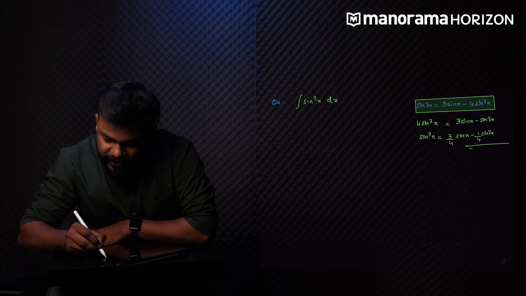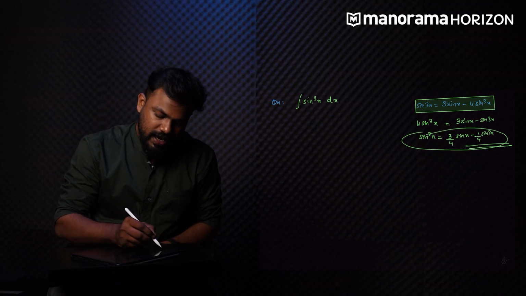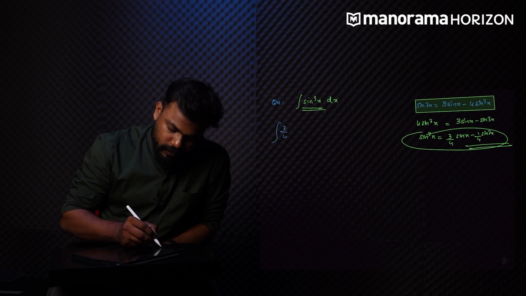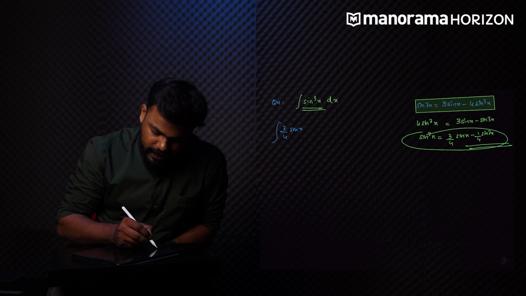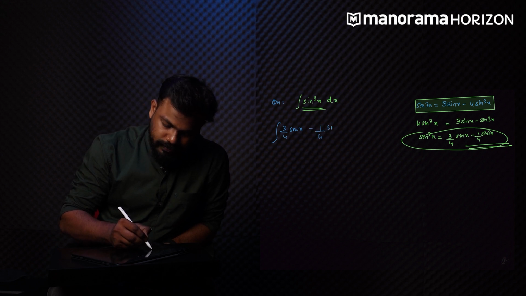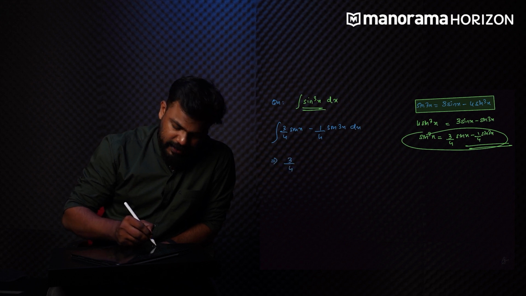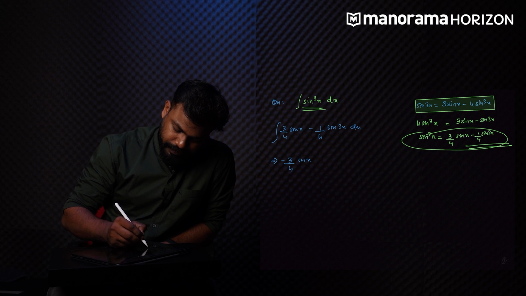Now if I have this, can I use this and put it over here? Yes. So if I do that, I will be getting 3 by 4 sine x minus 1 by 4 sine 3x dx. Now what will be the integral? It will be 3 by 4. What is the integral of sine x? It will be minus cos x. So minus 3 by 4 cos x.